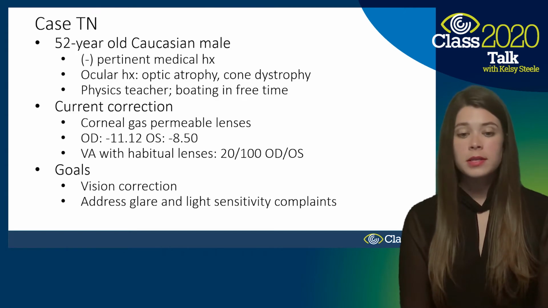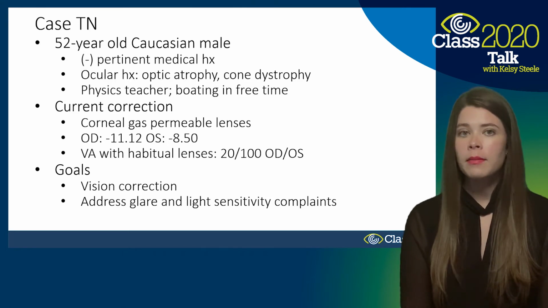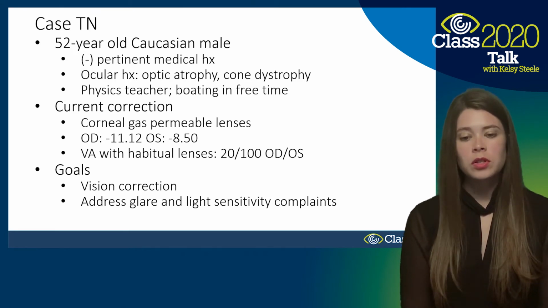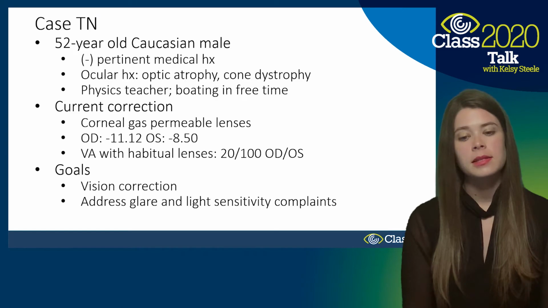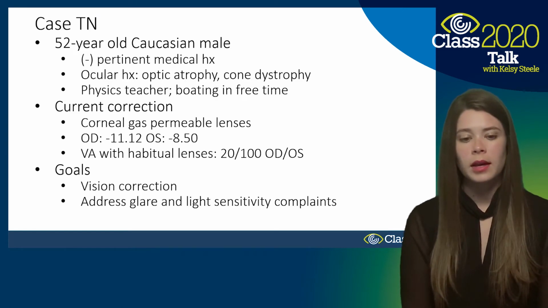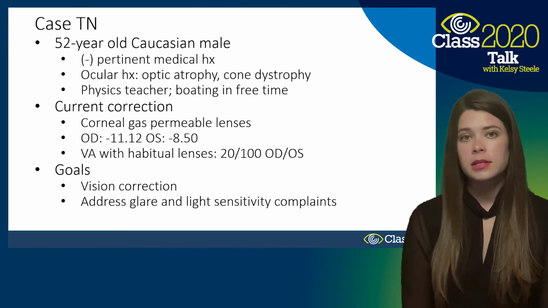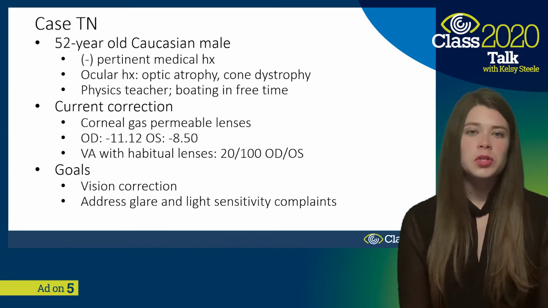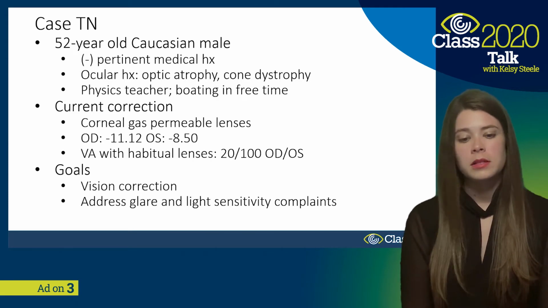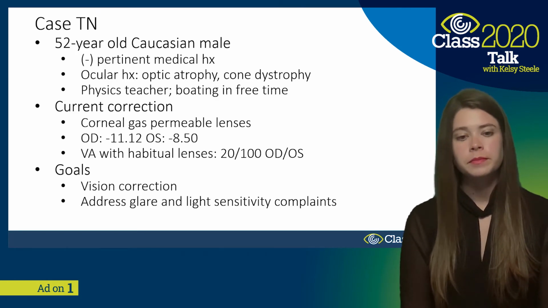He was already pretty successful with corneal gas permeable lenses. As you can see, he's a pretty high myope. His best corrected vision was 20/100 with those, and that's really the best he sees all across the board with any kind of contacts and glasses. That's just his best visual potential that he has. Like I said, his goals were to address glare and the light sensitivity complaints, make it a little easier to play on his boat, and also just to correct his vision. He really didn't want to be dependent on glasses, which, looking at that prescription, is not surprising.